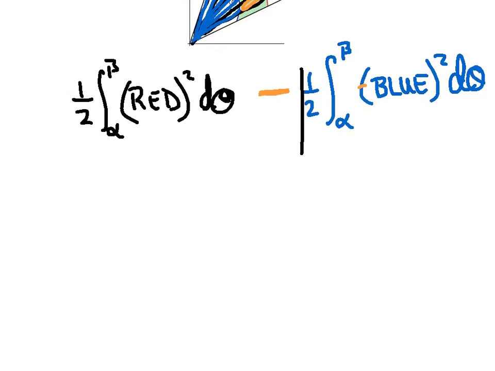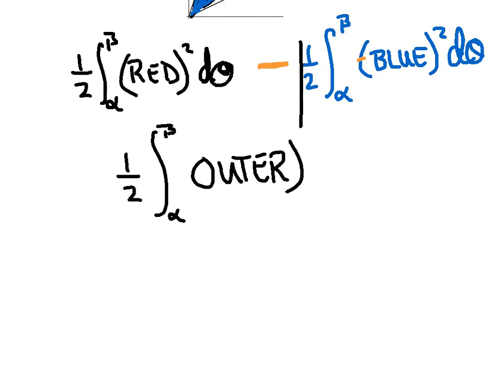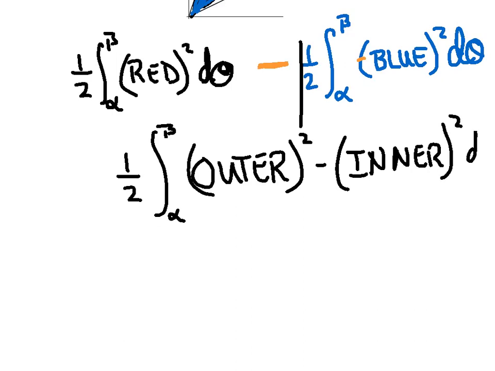Got some stray marks here. All right, so we're going to say 1/2, and the only reason we can combine these two integrals into one integral is because they have the same bounds. And we're going to say the outer curve, which used to be our red one, squared, minus the inner curve. In other words, outer means whichever one's further from the pole, inner means whichever one's closer to the pole. And this is how we're going to find the area between two polar curves.